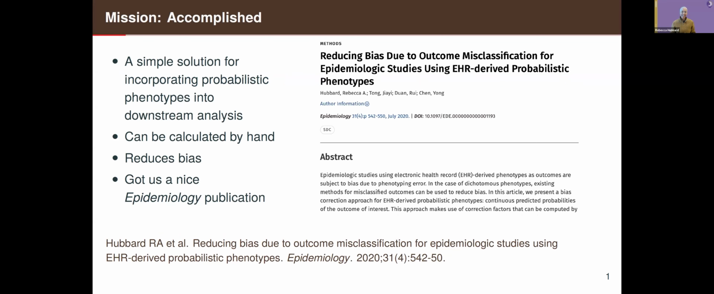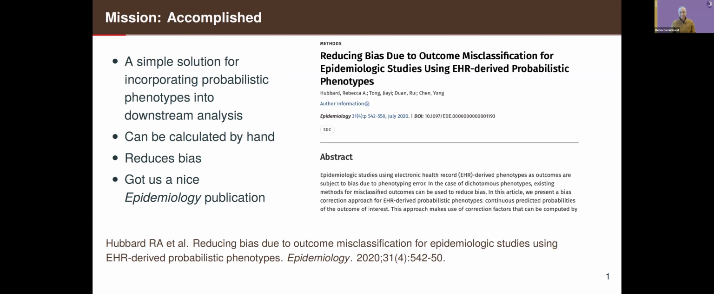So the end of the story is back in 2020, I, along with a colleague from the University of Pennsylvania, Yang Chen, and two of our Penn students, Ray Duan and Jesse Tong, published this nice paper in the journal Epidemiology, looking at a simple solution for reducing bias when you're conducting an analysis using EHR data and you don't have access to precisely the outcome measure that you wish you had. So instead you have what we call a probabilistic phenotype. It's a prediction of the outcome derived from some kind of prediction model.